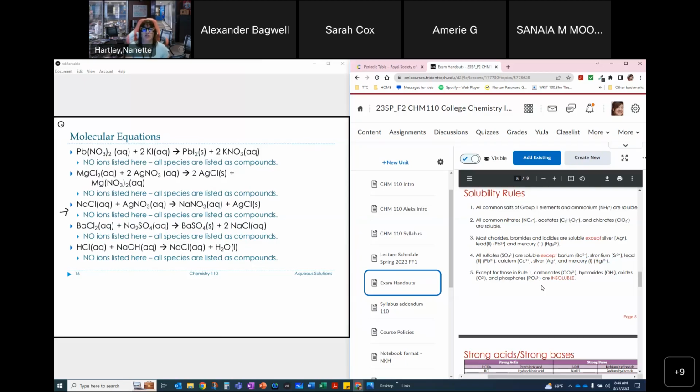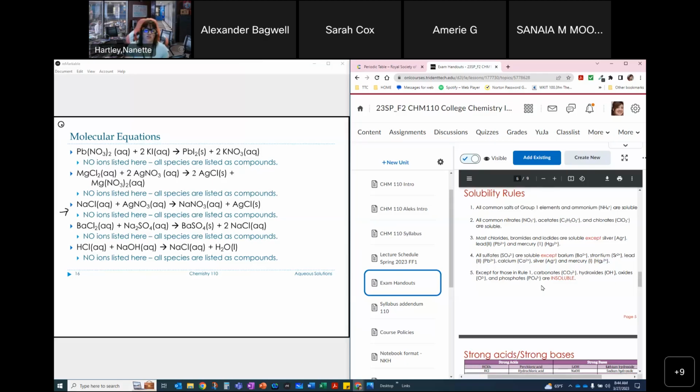And of course, since I have two I's on my product side in the PbI2, which I need because Pb is 2 plus, so I need 2 I minus, that means I need 2 KI's on my reactant side to make that balance. And of course, once I do that, then I need to have 2 K's and 2 NO3's on my product side to make that balance. So that is a balanced molecular equation. Now, no ions are shown there. Everything is shown as a compound, so that's a molecular equation.